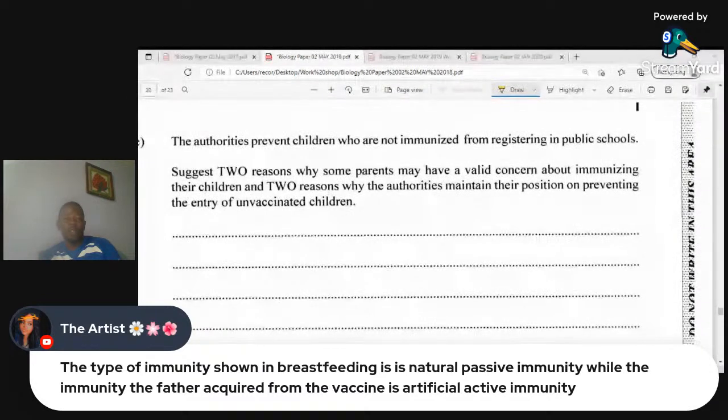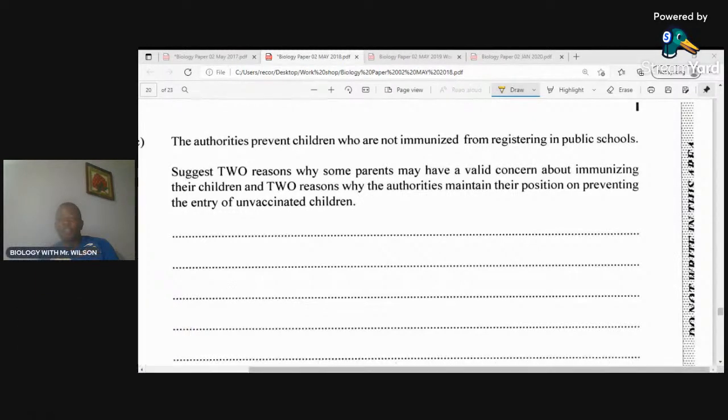Two for the parents and two for the government. Why the parents should maintain the position, why the government should maintain the position. Let me hear those persons who are on the side of the government and those persons who are supporting the parents.